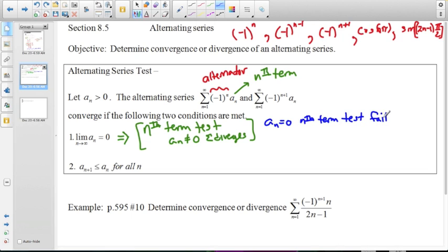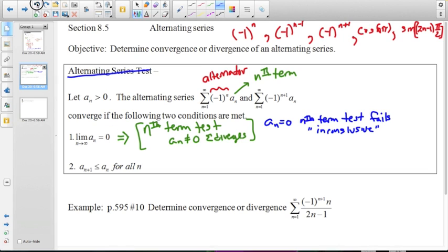And I've mentioned it several times: when we get an inconclusive result when we do a test, all that means is that we chose the wrong test. So when the nth term test fails, the indication would be to try the alternating series test.